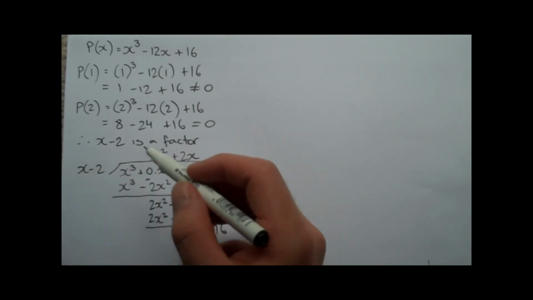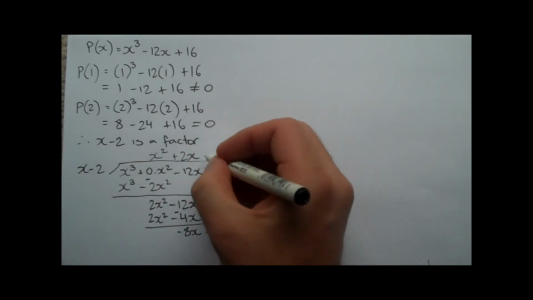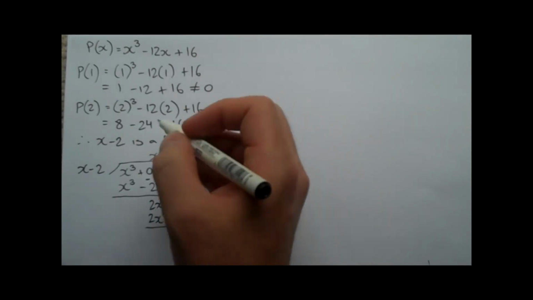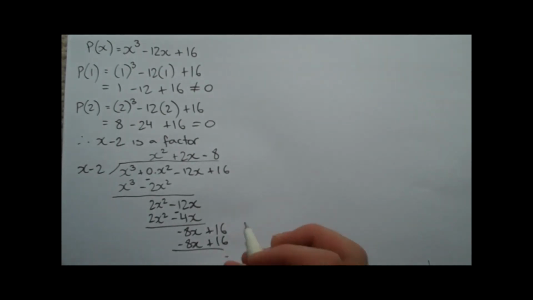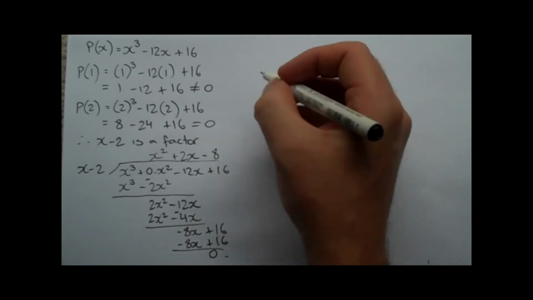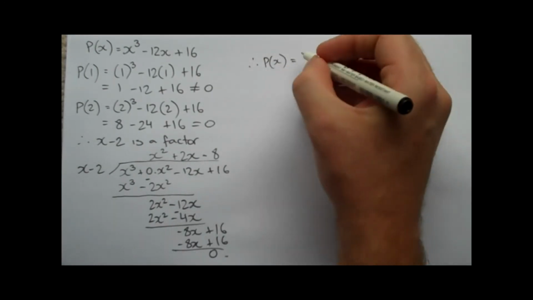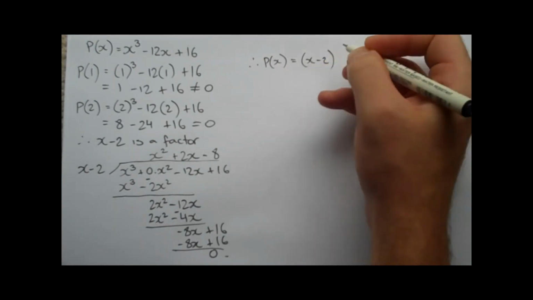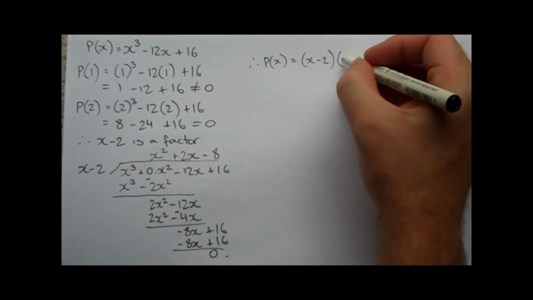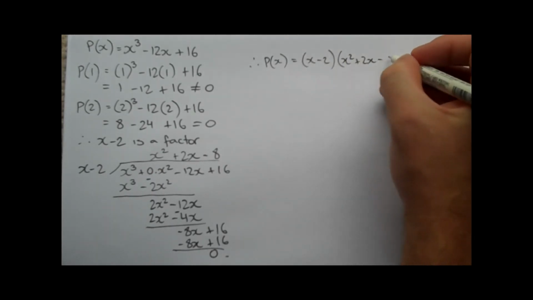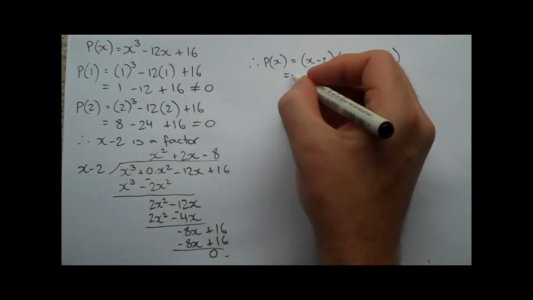What do we have to multiply x by to get to negative 8x? That would be negative 8. Negative 8 times x is negative 8x. Negative 8 times negative 2 is positive 16. Perform a subtraction, we get a remainder of 0. So therefore we can state that p of x now becomes x take 2 multiplied by x squared plus 2x take 8. And we can factorise this further.